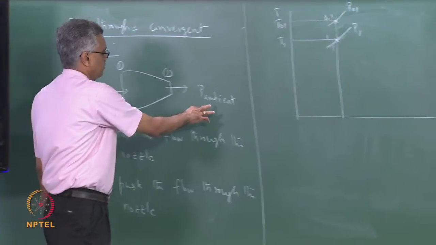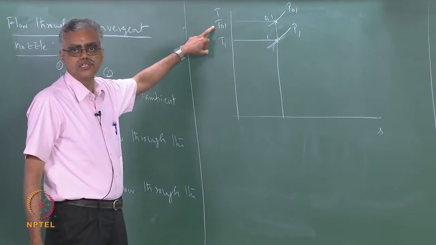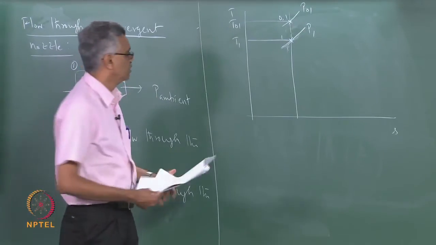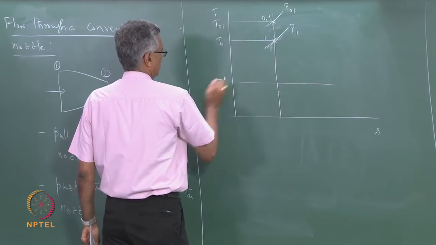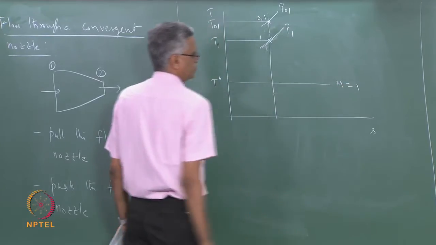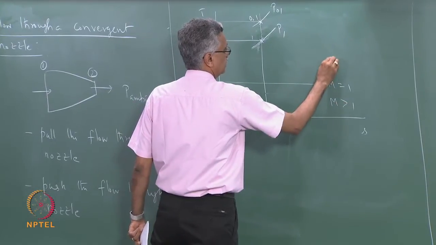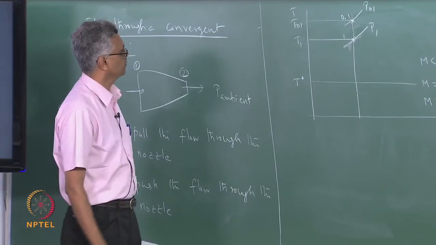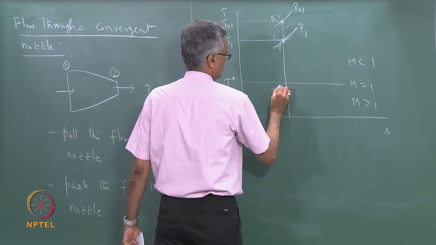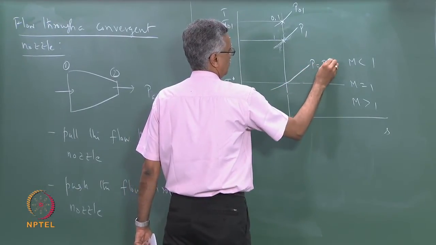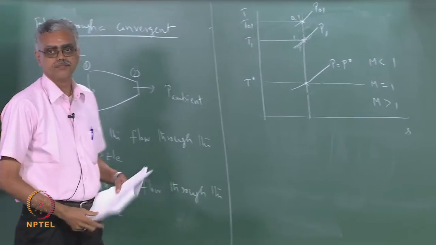Now the ambient pressure, in this case we are going to change the ambient pressure, right. So corresponding to this T01, I can evaluate a T star. Let us say that this is my T star, and you know that T star corresponds to M equal to 1. Anything below T star, we know that it is a supersonic state, and anything above we know is a subsonic state. And of course, once I know T star, I also know my P equal to P star, because that is the sonic state.